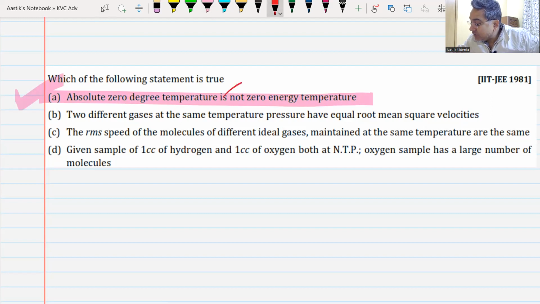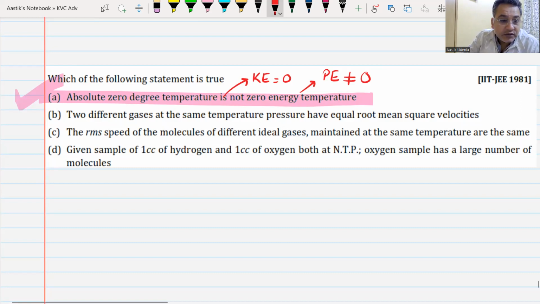Remember, at absolute zero, the kinetic energy of the gas molecules becomes zero, but the gas molecules will still have potential energy. It would be very less, but they would have potential energy. Therefore, the energy at absolute zero of temperature is not zero. It's only the kinetic energy of the gas molecules that is zero. Do we understand this? We understood, sir. Next one is this.